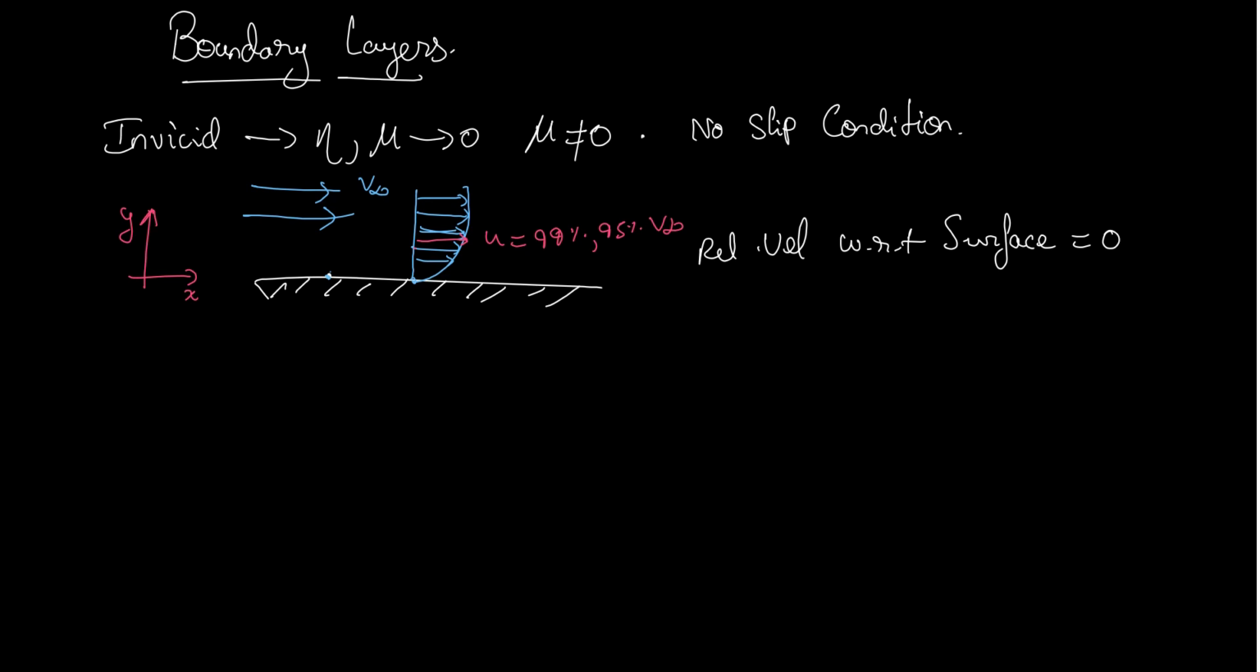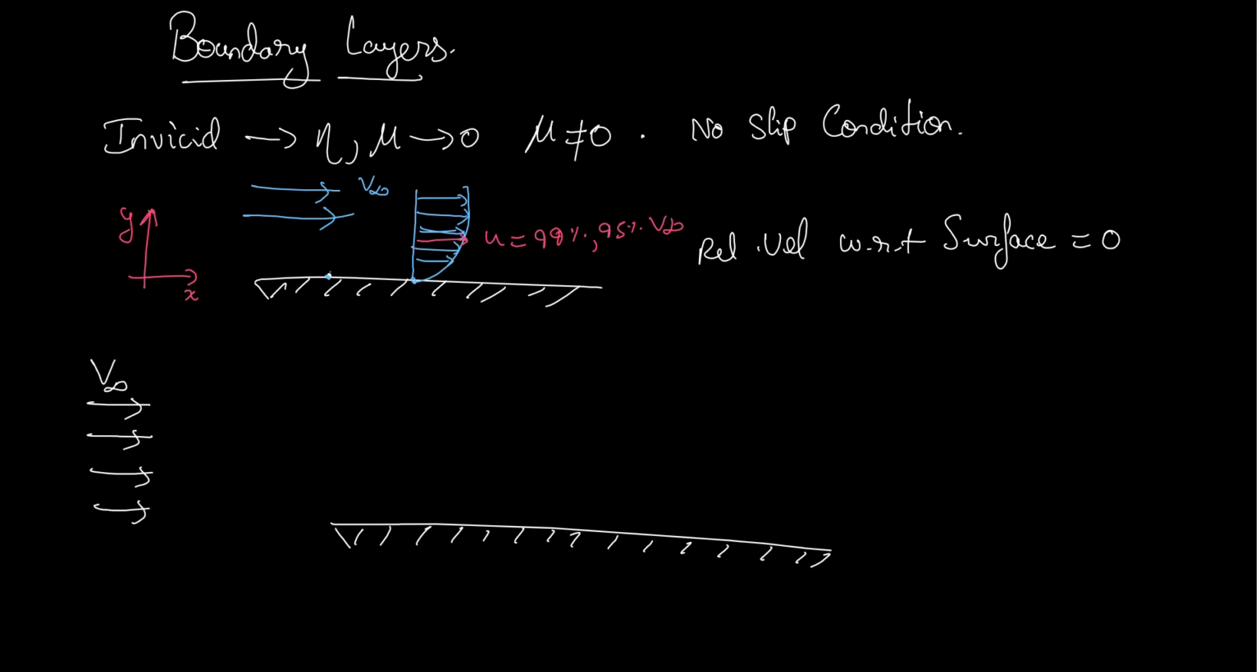So let me draw a quick figure here for better illustration. I'll draw the flat plate again, and slightly tilted. I'm sorry for that. Yeah, so this is the flat plate. What happens is, if I have a uniform flow that is coming over here at some speed v infinity, then a velocity boundary layer will be created, which looks something like this. And this velocity gradient keeps on increasing as we go far away from the upstream, as we go downstream.